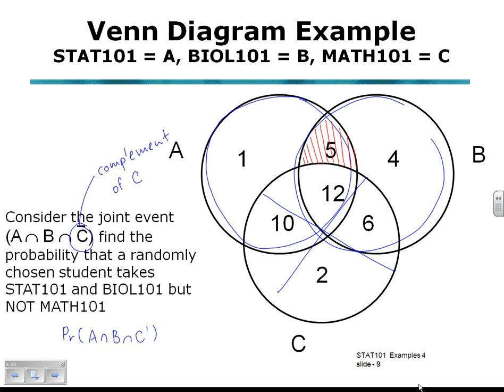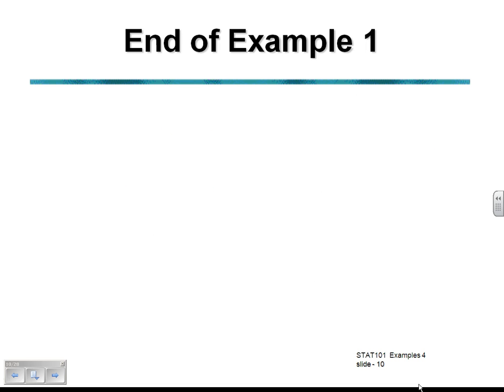So our probability of A intersection B intersection C complement is 5 out of a possible 40. Probability of 0.125. And that's the end of example 1.